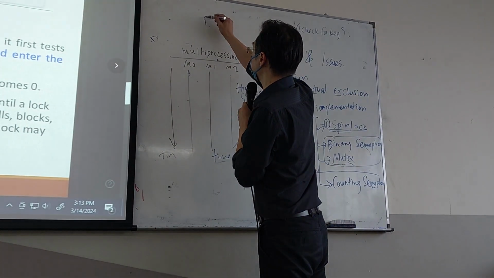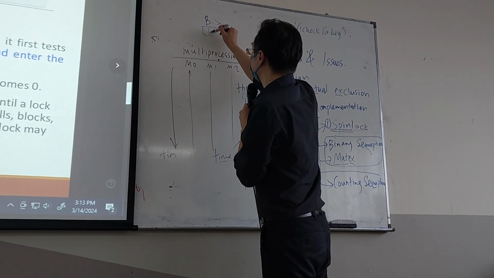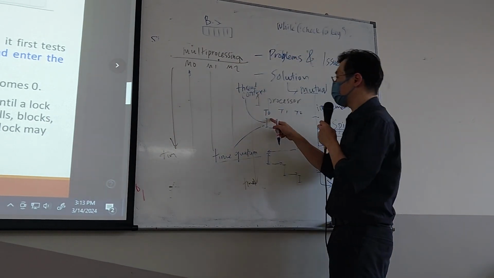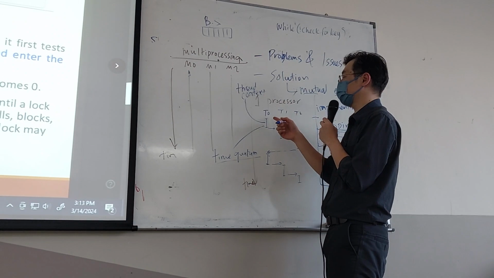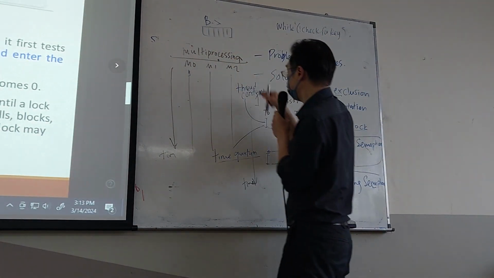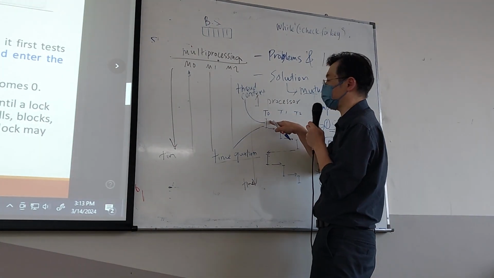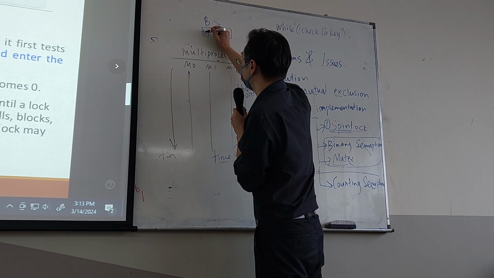Let's say this is a binary semaphore. There's a queue. So let's say T1 tries to acquire the lock, but it doesn't get it. The lock is occupied and in use. The operating system is going to block this thread so that it cannot run. But when it blocks, it will put it into the queue.